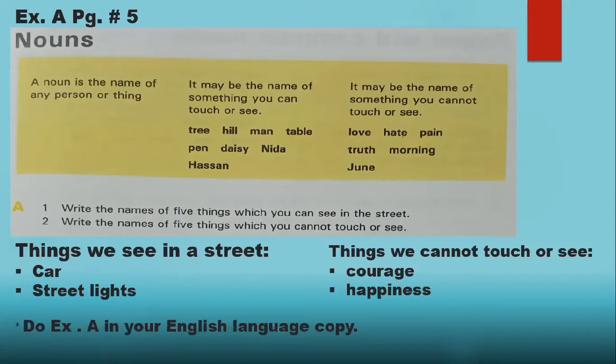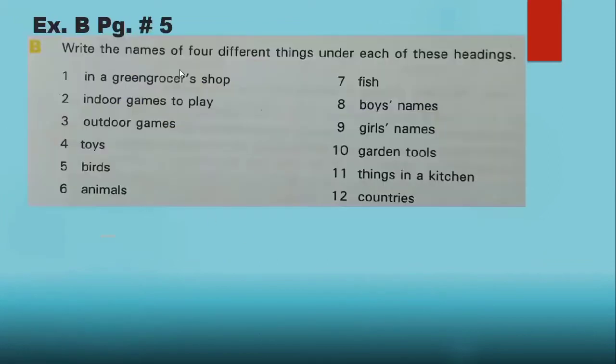Okay, so you all understand the first exercise here? It's very easy. Here you are naming the concrete nouns. Here you are naming the abstract nouns. Okay, let's move on. Exercise B, page number 5. Now it's again the same page, only the exercise is different. Write the names of 4 different things under each of these headings. Now all you have to do is think of 4 different things that you see when you think of these different titles. Let's have some examples.